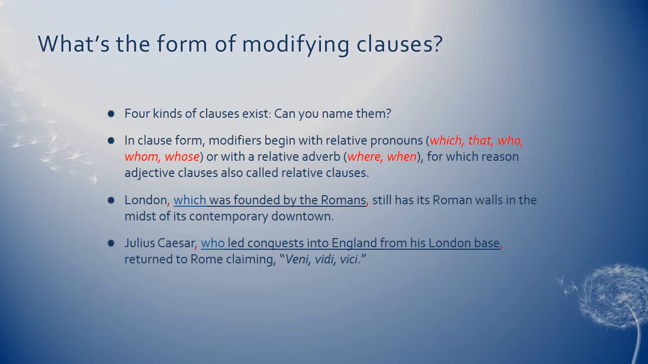Second example: Julius Caesar, who led conquest into England from his London base, returned to Rome claiming Veni Vidi Vici. I came, I saw, I conquered. A nice triplet parallelism here. So here we have a relative clause that begins with the relative pronoun who, and that sort of interrupts the sentence. And as an interrupter, or non-restrictive clause, I set it off by commas. If I said Julius Caesar returned to Rome claiming Veni Vidi Vici, you would still understand the sentence. Nothing would be lost except for some extra explanatory information.